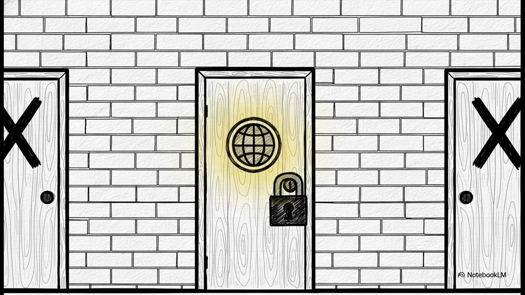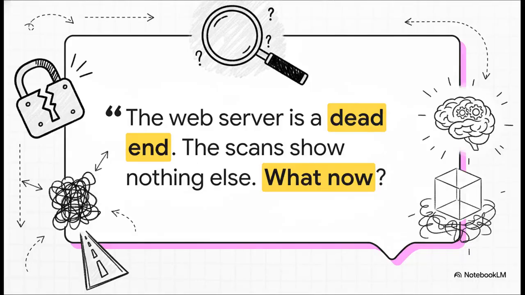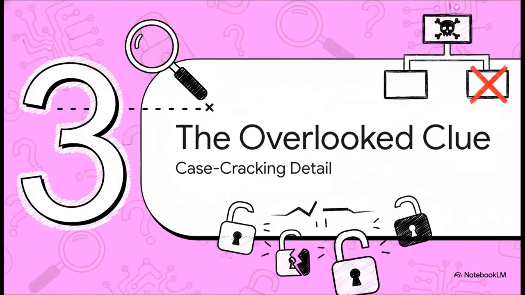So that web server feels like it's the only door, but every time you try the handle, it's locked up tight. And this is that moment of crisis. You're thinking, the web server's a dead end, my scans show absolutely nothing else, what am I supposed to do now? It honestly feels like the challenge is broken. Or maybe you're just missing some super advanced, secret technique. But the answer, it's actually so much simpler. You see, the clue that cracks this whole case wide open wasn't missed because it was hiding behind some complex encryption or an obscure trick. Nope, it was missed because of a bad assumption, one made right at the very beginning of the whole process.